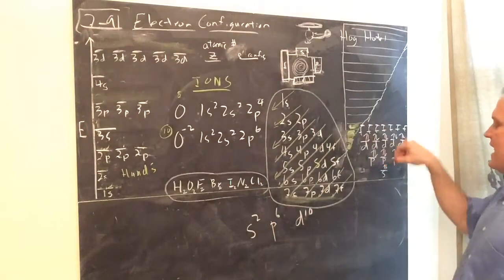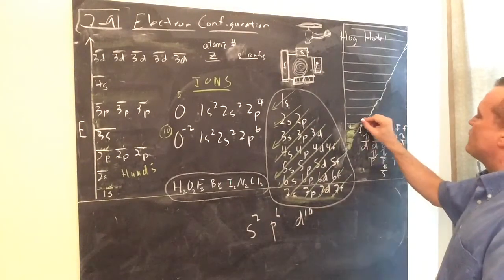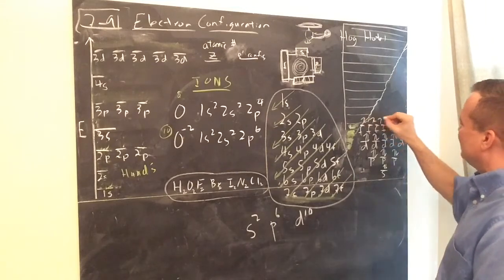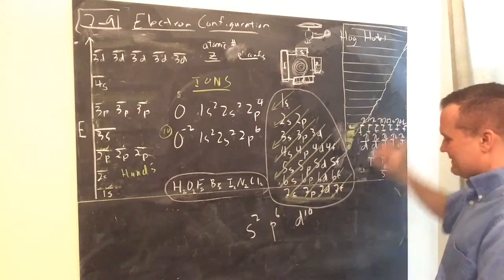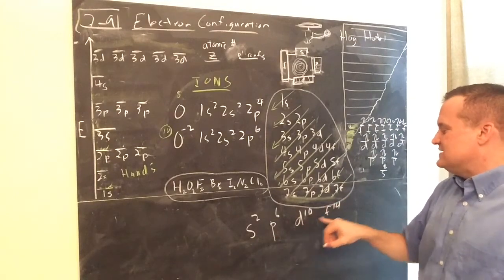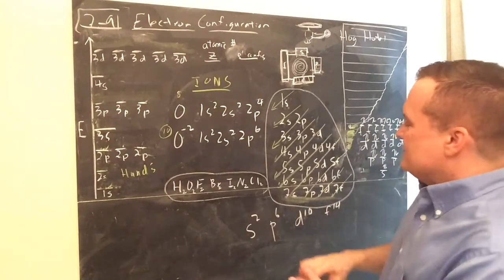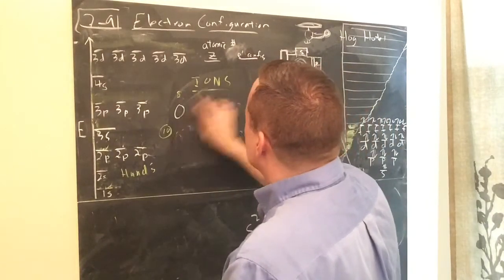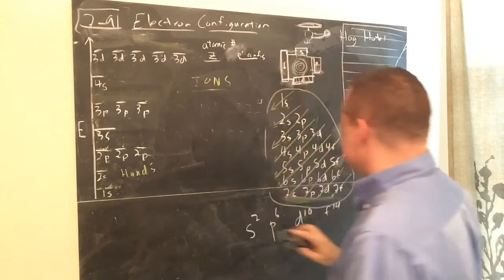Okay? And then f's max out, there's 7 of them, at 14, and you're almost never going to see f's anywhere really at all. Oh, I can make a mess out of that. f14. So s2, p6, d10, f14. Okay. Now that I've shown you that, I'm not going to erase it all yet. I want to continue with ions first of all.